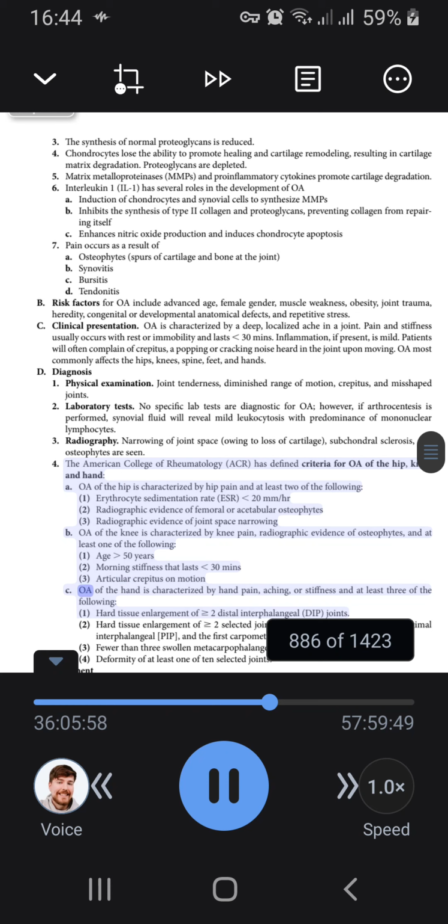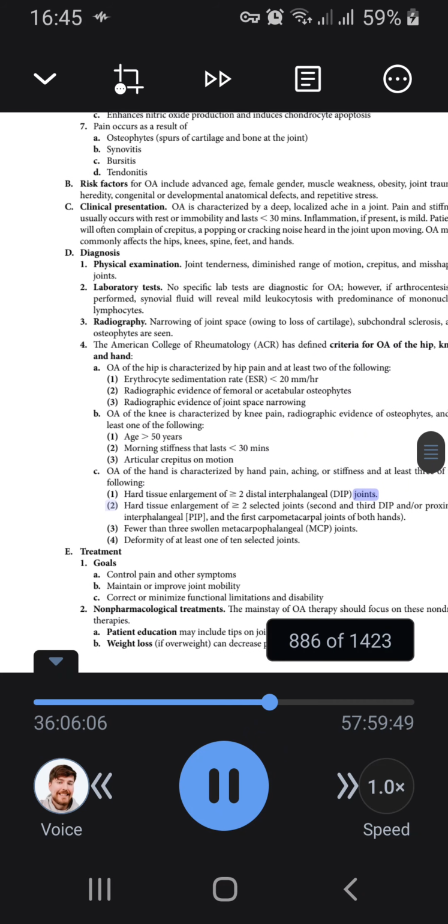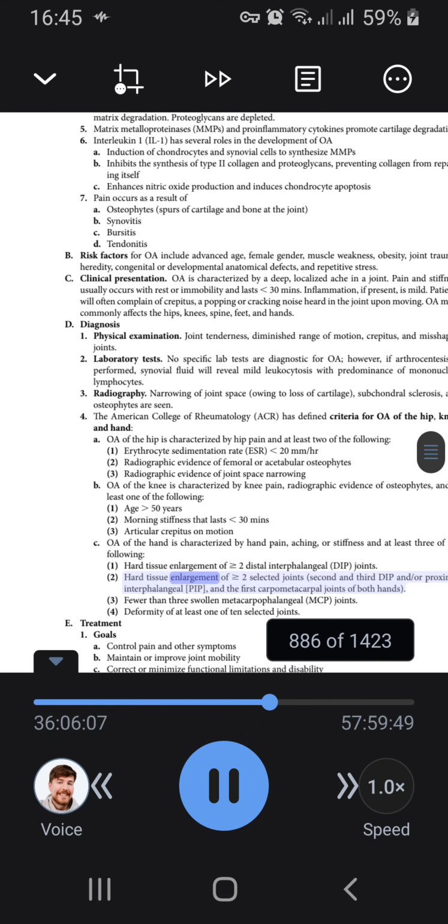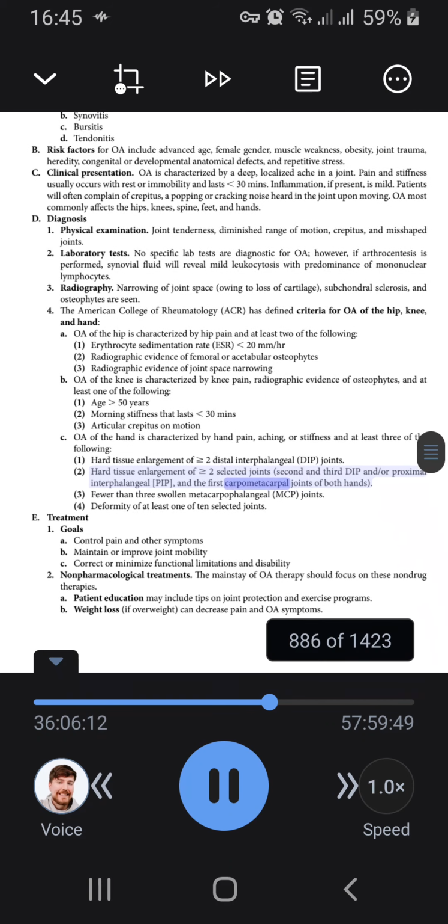C. OA of the hand is characterized by hand pain, aching, or stiffness, and at least 3 of the following: 1. Hard tissue enlargement of 2 or more of 10 selected joints. 2. Hard tissue enlargement of 2 or more DIP joints. 3. Fewer than 3 swollen metacarpophalangeal joints. 4. Deformity of at least 1 of 10 selected joints of both hands.